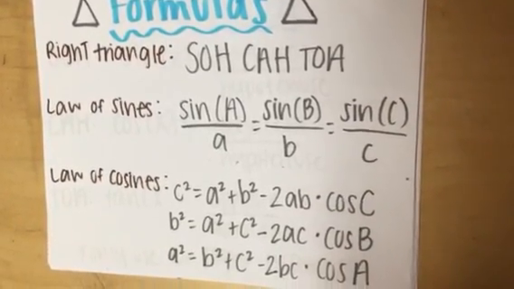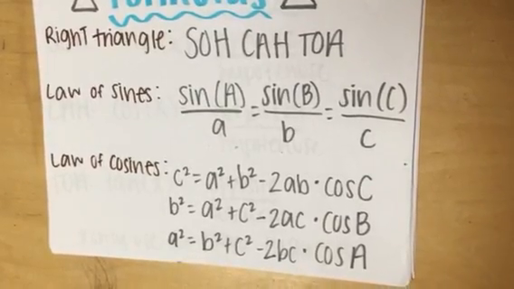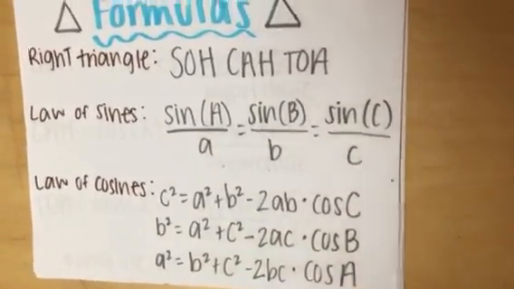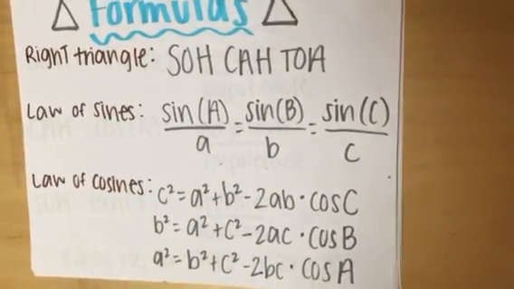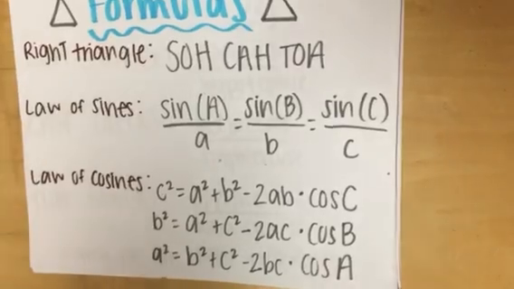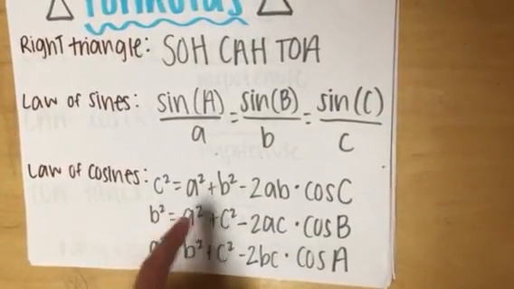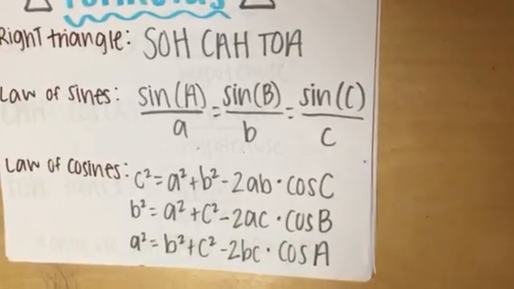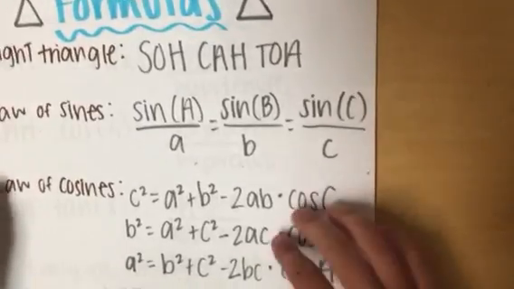For right triangles, you use SOHCAHTOA. Law of sines, you use sine of A over lowercase a equals sine of B over lowercase b equals sine of C over lowercase c. For law of cosines, here's the formulas. C squared equals A squared plus B squared minus 2AB times cosine C. And basically the same with some letter changes.